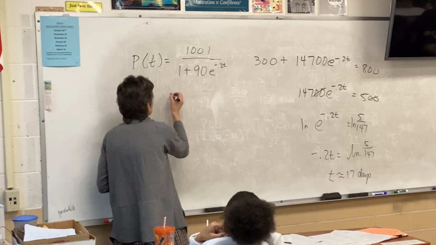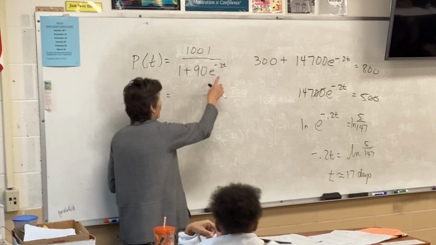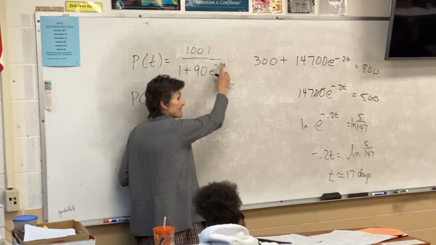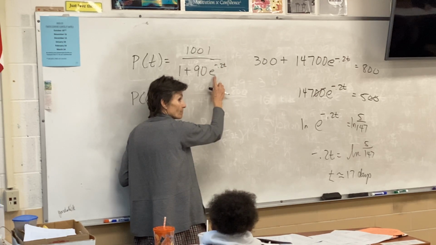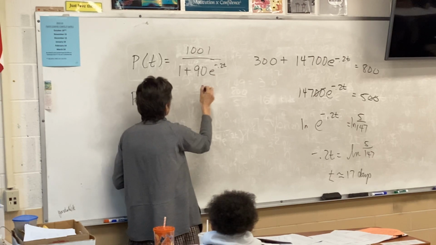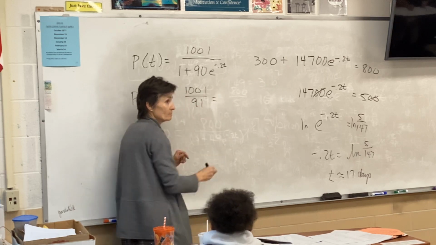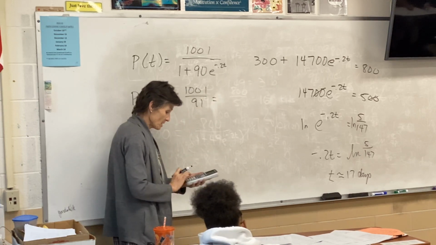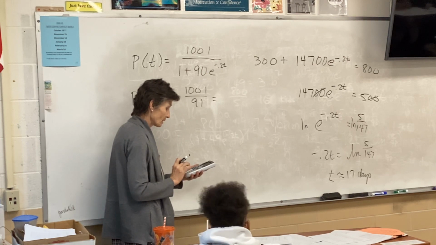So think about it for a second, kids. If we plug in a 0, what's going to happen to this e thing? It's going to be 1, right? So we basically have 1,001 over 91. So the initial population is 11.